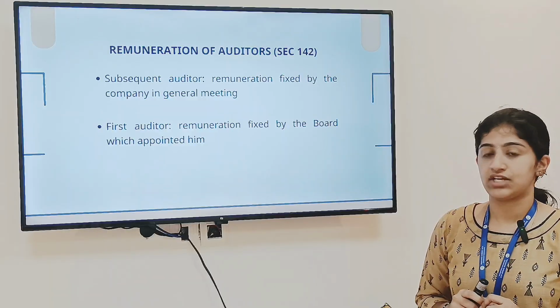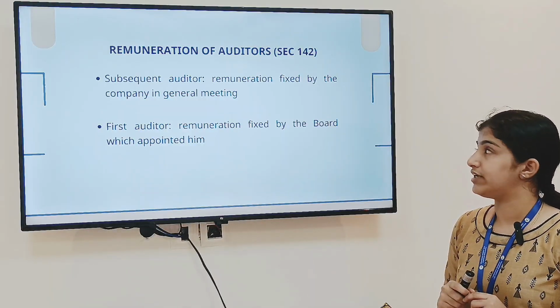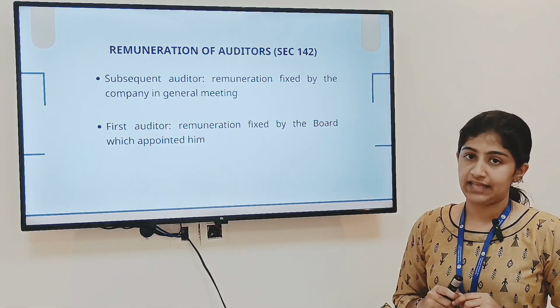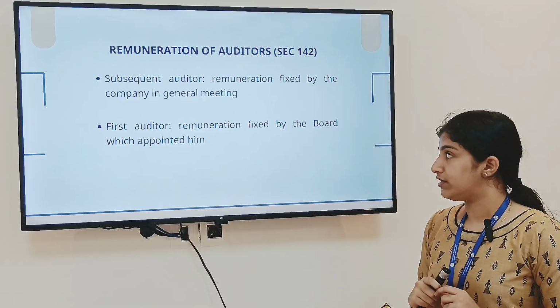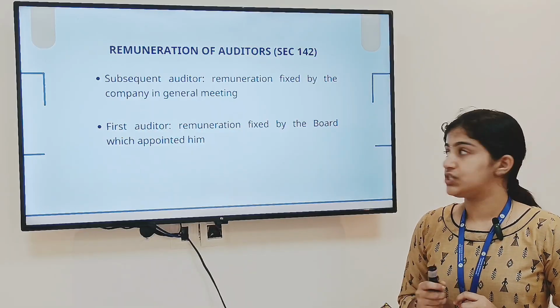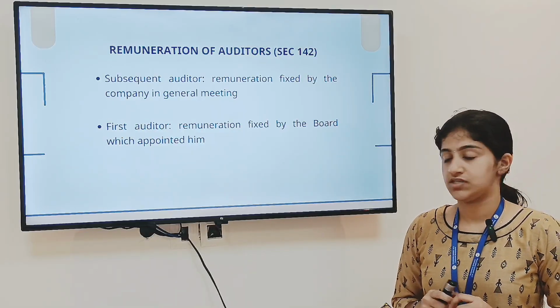Remuneration of auditor, section 142. Subsequent auditor, remuneration to be fixed by the company in the annual general meeting. First auditor, remuneration fixed by the board who has appointed the first auditors.